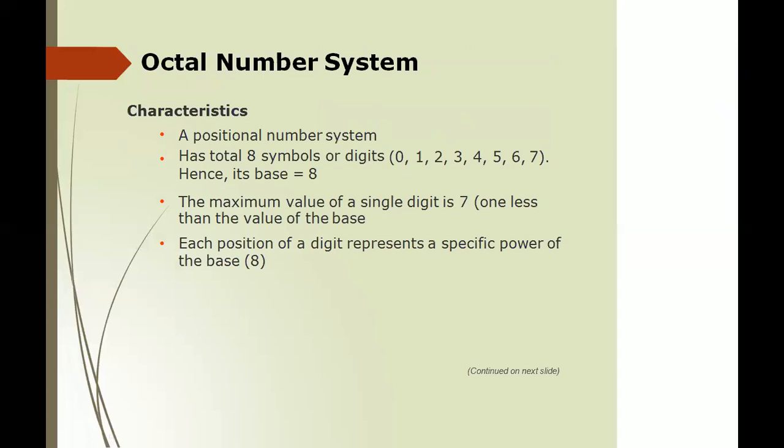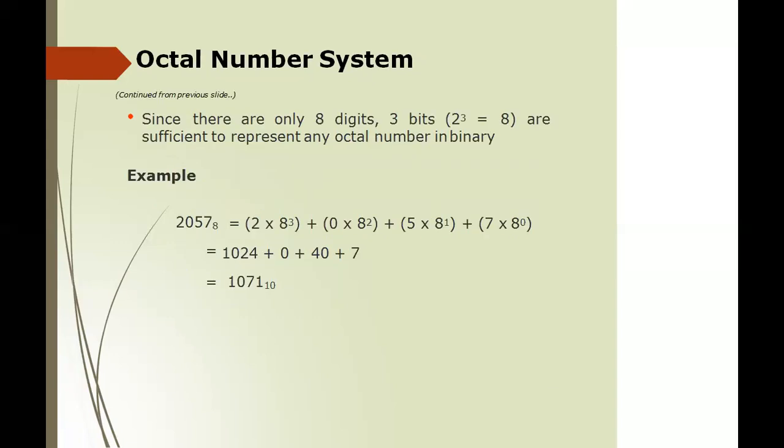And the octal number system is also a positional number system, and here the digits are from 0 to 7, that is a total of 8 digits, and the base of this number system is 8. The example is given to convert an octal number to a decimal number, and here we multiply all these digits by 8 raised to their positional value, and after converting we get this value in the decimal number system.